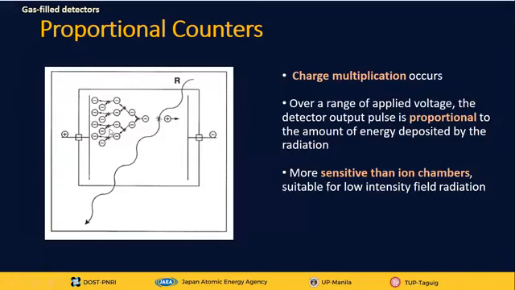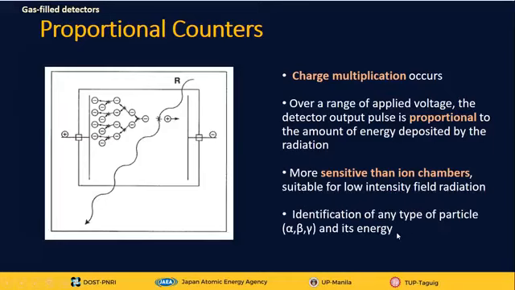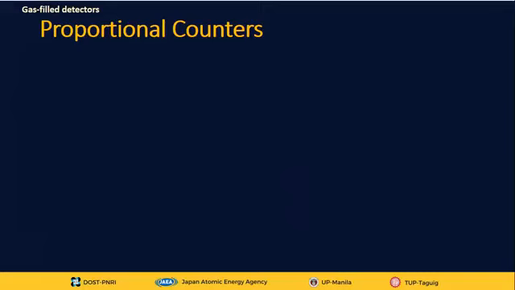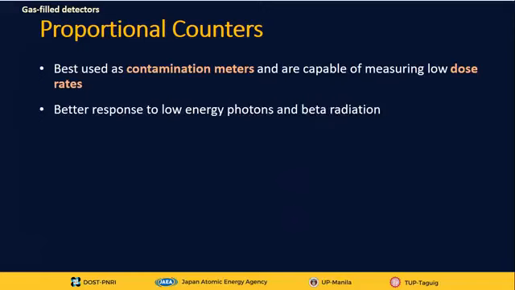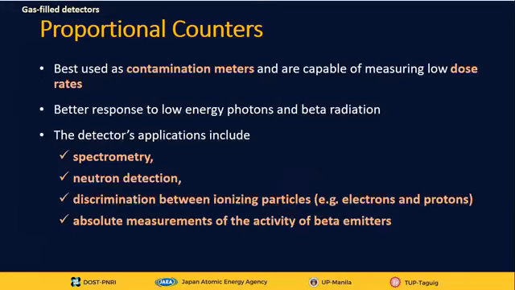And since they produce more electrons than primary ionization, these proportional counters are more sensitive than ion chambers and can be used for low intensity radiation fields. Likewise, they are able to identify any type of particle and its energy. Proportional counters are especially used for contamination meters and are capable of measuring low dose rates. They are also useful for spectrometry, for neutron detection, for discriminating between ionizing particles, and absolute measurements of activity of beta emitters.